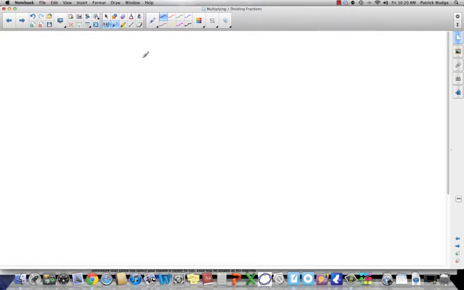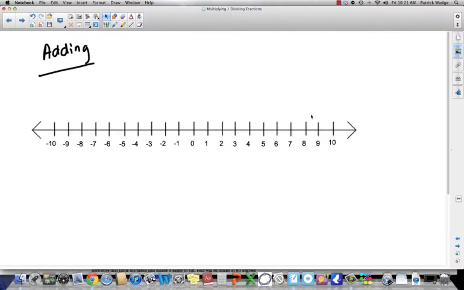Adding. Now, with adding, there's different ways you can think of it. Some people like thinking of a number line. So if the question was something like positive 2 plus negative 8. This is kind of the starting number. This is where you're going to start. I'm going to start at positive 2, which is right here.